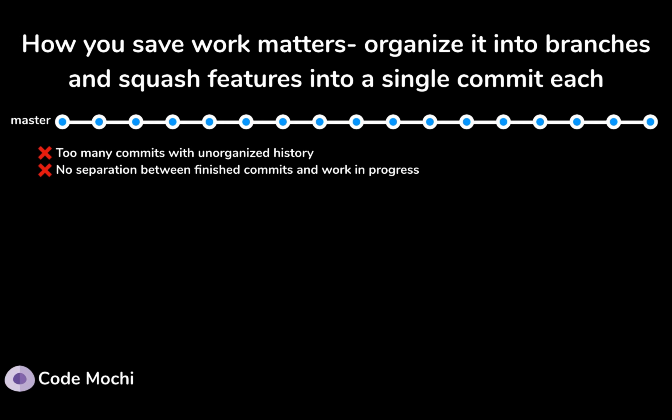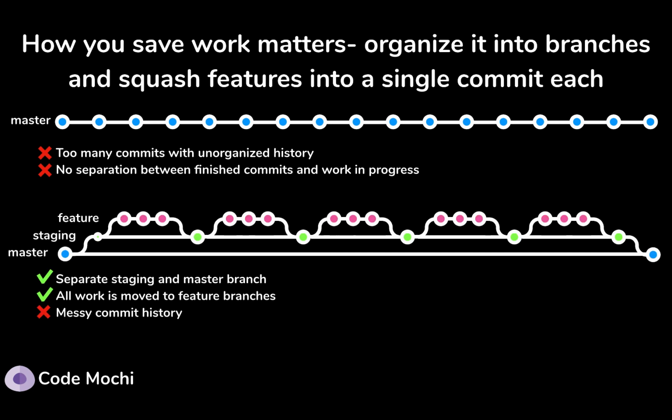In summary, the problem with making all of your commits onto a master branch is that there are way too many commits with an unorganized history, and there's no separation between the finished commits and a work in progress. So just looking at all these commits right here, I can't tell which ones are working and which ones are broken. And so a much better way to be able to do this is to create a master, a staging, and feature branches.